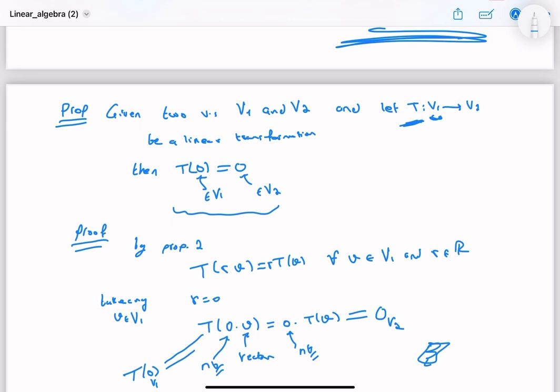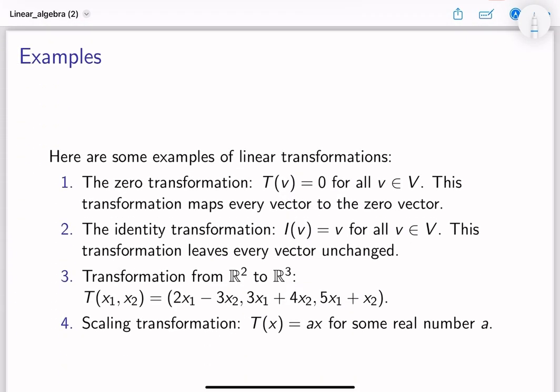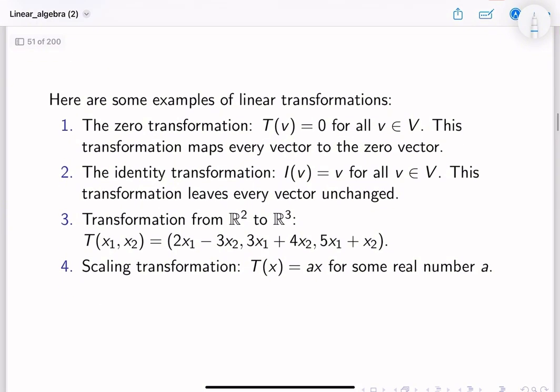injectivity, surjectivity, the kernel, and the image of a linear transformation. Alright, so now that we've defined what a linear transformation is, let me just give you a few examples. Let us go over these one by one.